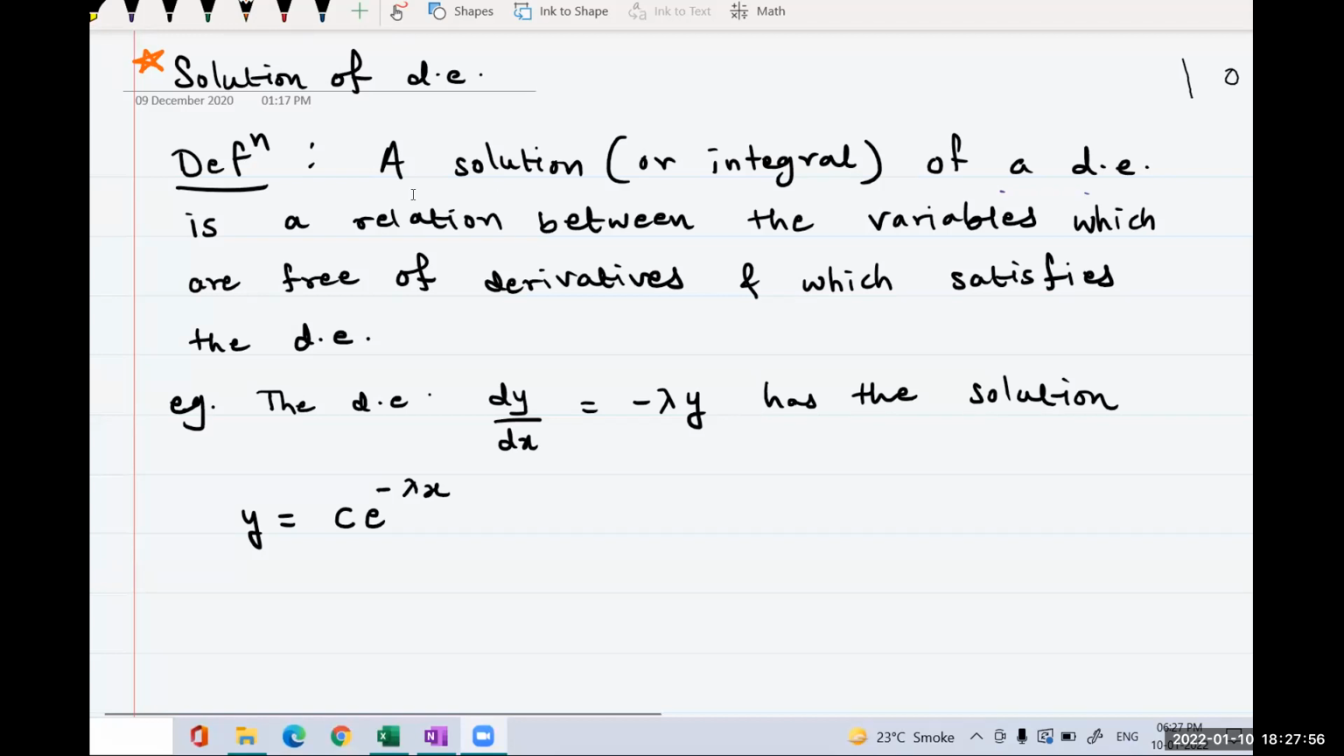Now, what is a solution of a differential equation? A solution or integral of a differential equation is a relation between the variables which is free of derivatives and which satisfies the differential equation. So the differential equation dy/dx is equal to minus lambda y has the solution y is equal to c times e raised to minus lambda x. So one way of finding the solution of the differential equation is to integrate the given differential equation, and that will give you the solution.